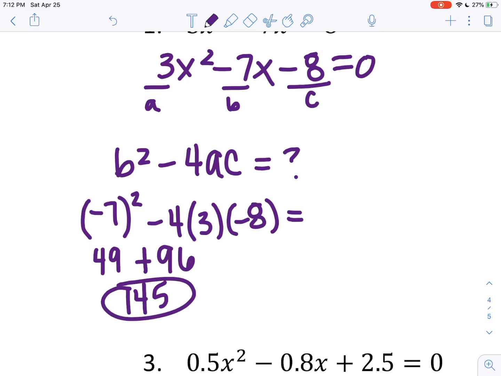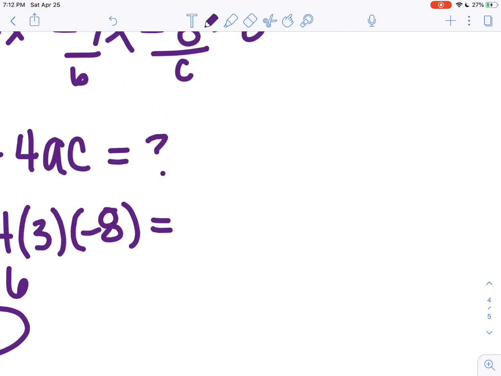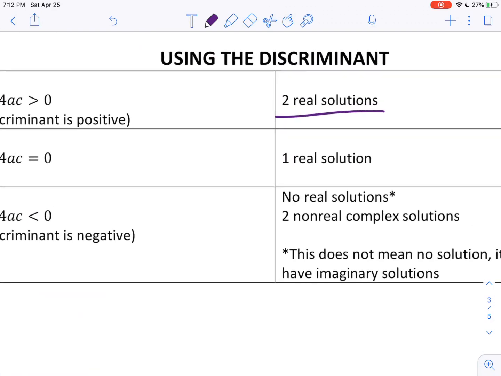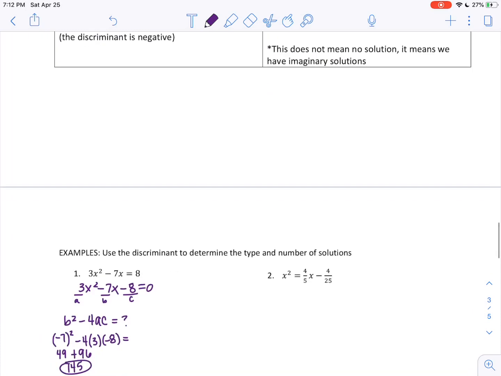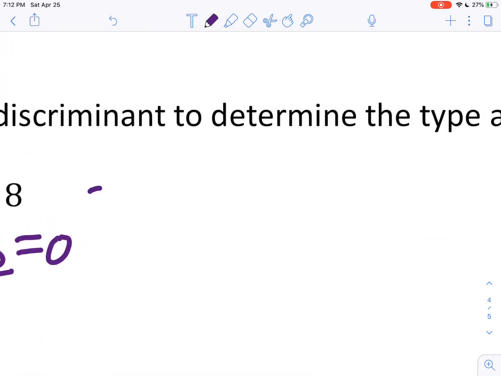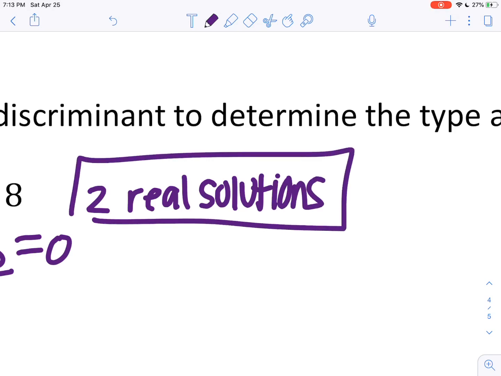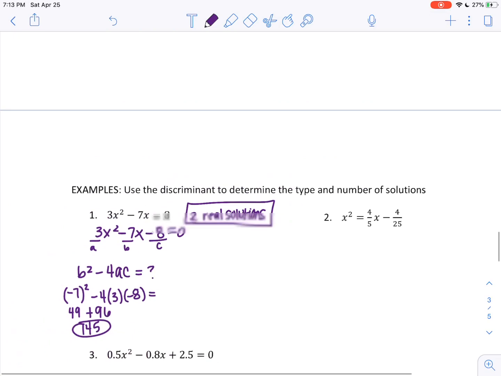Well, that's a positive number. It's greater than 0, so that means, by looking at my chart, I have a positive number, so that means I have 2 real solutions. I don't care what they are. I just want you to be able to know, hey, I'm going to have 2 real solutions in this problem.